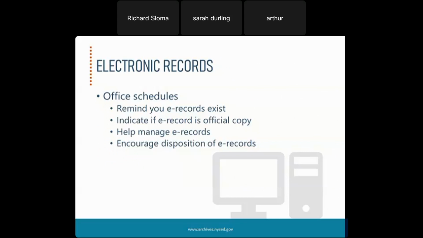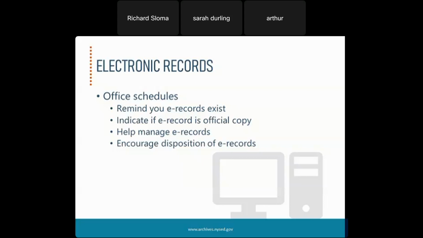Finally, it's important to remember that electronic records should be included in your office schedule, as they are covered by the same laws and regulations as other records. Office retention schedules can help manage electronic records by reminding you that they exist. Digital records can become invisible on our computers, and people often store them haphazardly with multiple copies in various locations, like individual hard drives, different locations on a network, and backup copies. Without a reminder, staff may fail to dispose of these records.